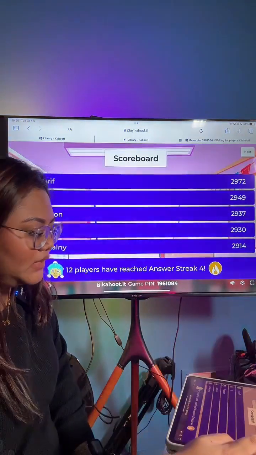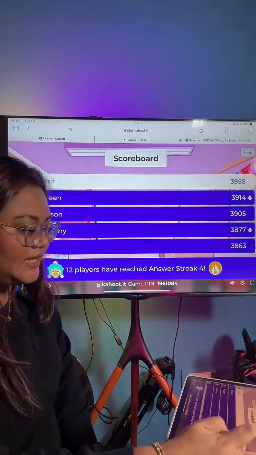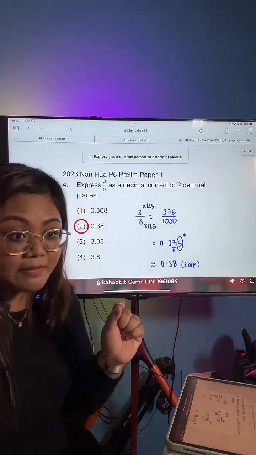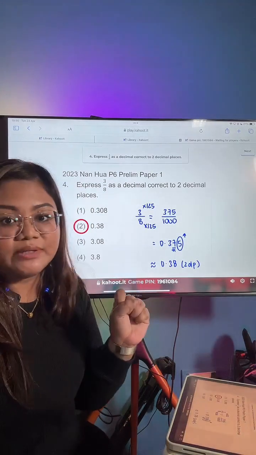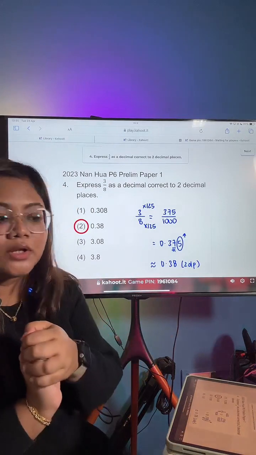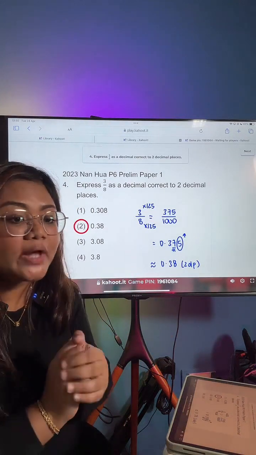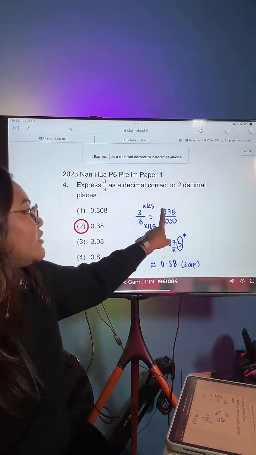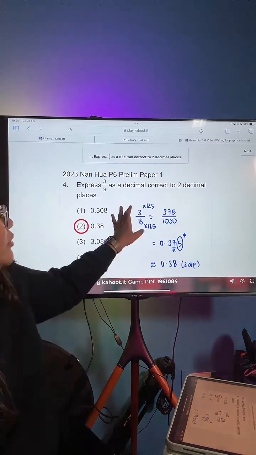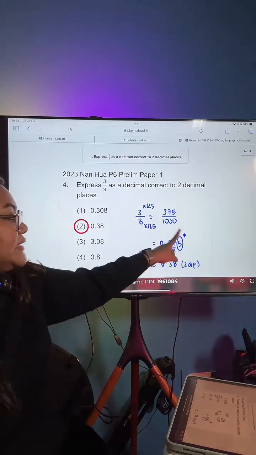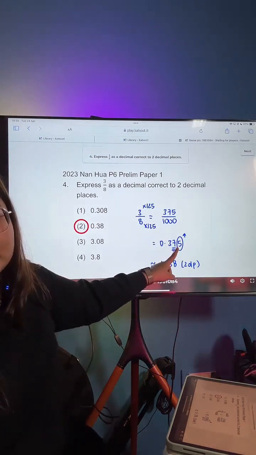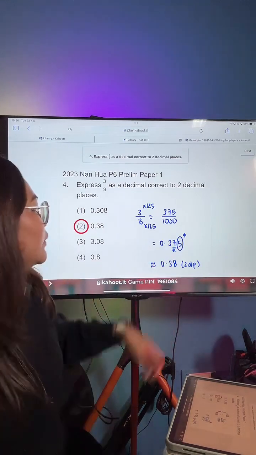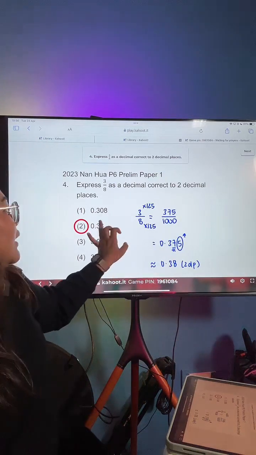But if we were to convert, okay, let's go on to the explanation. If we were to convert, we have to remember from 8 denominator, we can only convert it to 1,000. So times 125. 8 times 125, we will get 375 out of 1,000. Okay, numerator also times 125. This is my decimal. And then I round off to 2 places. We will get 0.38 as our answer.